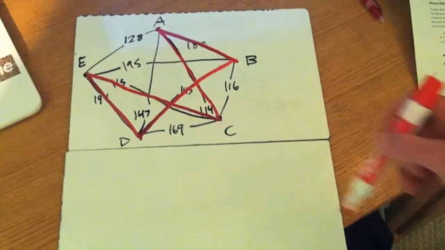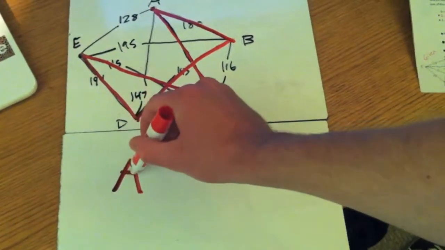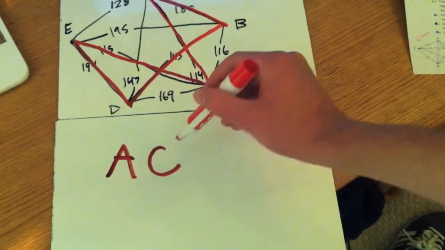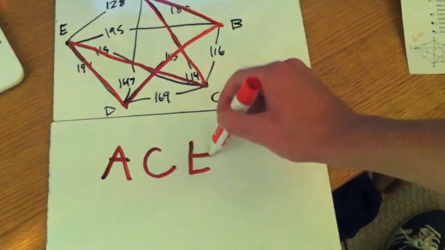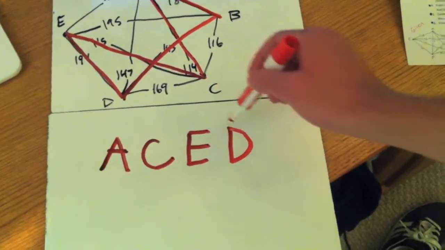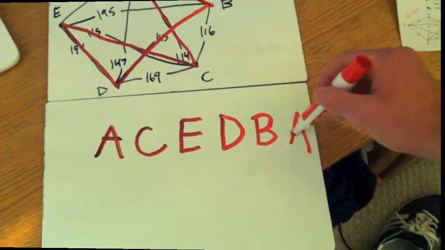The path we took to get back to A using the nearest neighbor method was A to C to E to D to B and back to A, and this is the optimal solution.